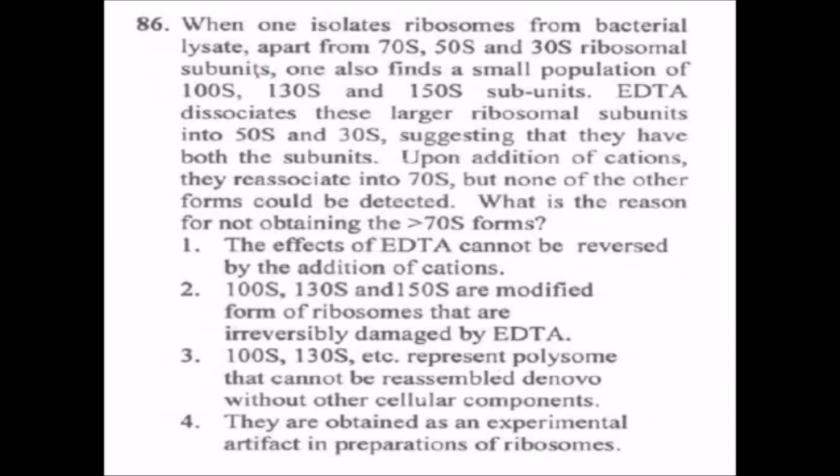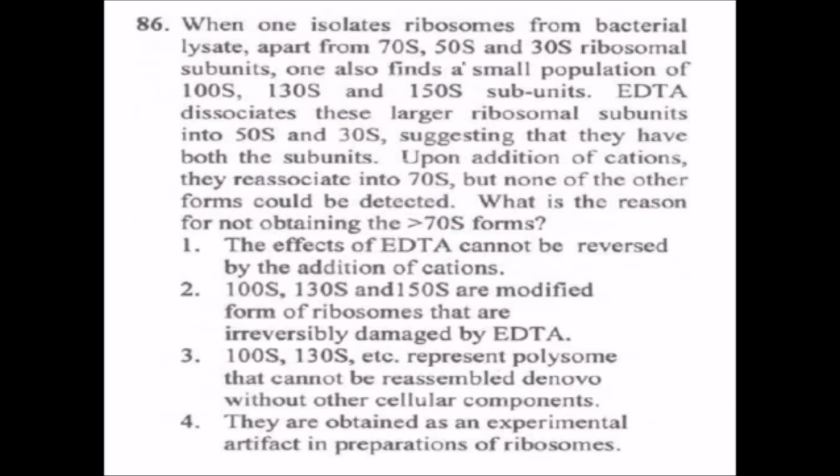Next question is, when one isolates ribosomes from bacterial lysates, apart from 70S, 50S and 30S ribosomal subunits, one also finds a small population of 100S, 130S and 150S subunits. EDTA dissociates these larger ribosomal particles into 50S and 30S, suggesting that they have both the subunits. Upon addition of cations, they reassociate into 70S, but none of the other forms would be detected. What is the reason for not obtaining more than 70S forms?